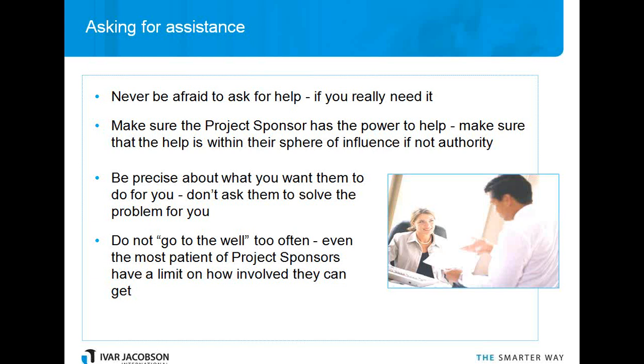And if the answer is yes, I've tried, but there are conflicting priorities and we need your help in clearing that, then they're willing to help. But if the answer comes back, well, I haven't really tried, and they feel like you're simply pushing the problems back onto them, then they're going to start to feel like you're not doing your job and wonder whether maybe they should be getting somebody else who can run the project more effectively. So you have to be careful with this. Again, they can be powerful allies, but you don't want to overuse it.